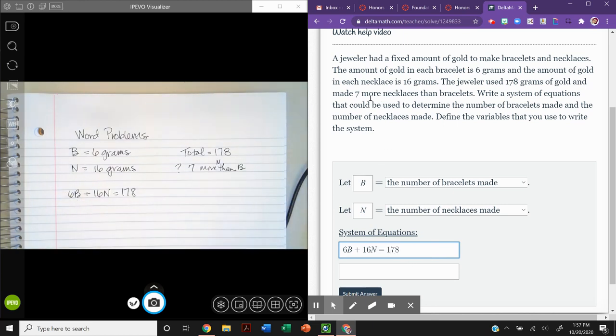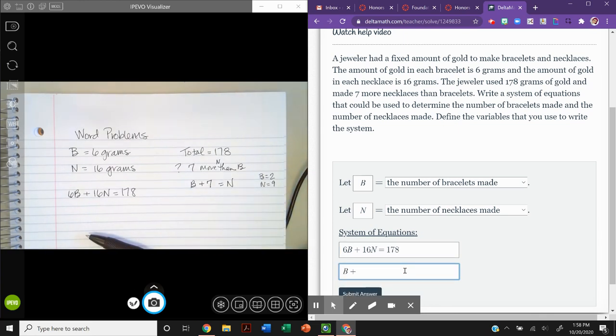Okay, now we've got to write the equation for 7 more necklaces than bracelets. So in my mind, let's just say for pretend, he makes 2 bracelets, he's going to make 7 more necklaces. So that's going to equal 9. Well, how did I get that? I took my bracelet count, and if I add 7 to that, that should equal my necklaces. Does that make sense? So if I want B, I have to take B plus 7, and that's going to equal 9. Okay, so let's type that in here.